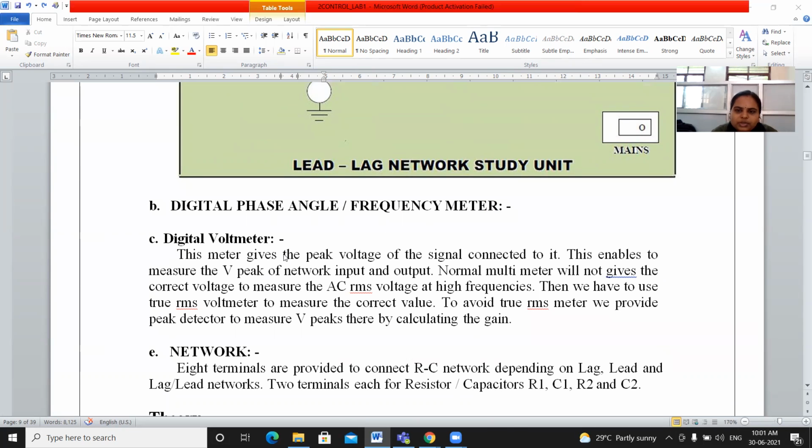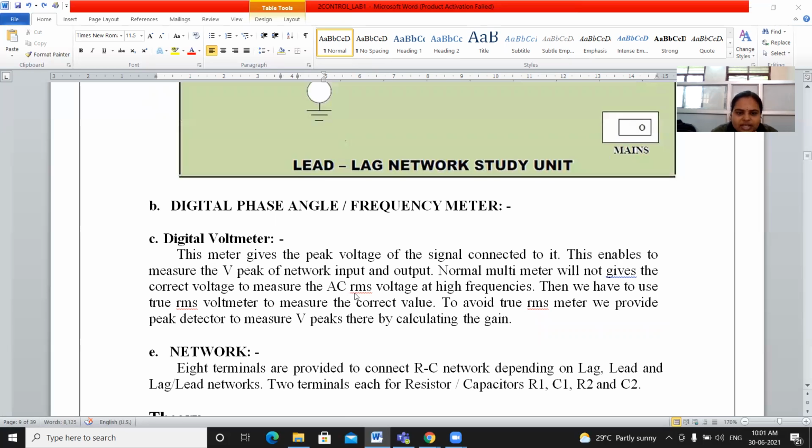Then the digital voltmeter. This meter gives the peak voltage of the signal connected to it. This enables the measuring of a voltage, that is V peak, of a network, of an input and also of the output, we can read from this. Then normally a multimeter will not be giving correct values for the voltage measurements.